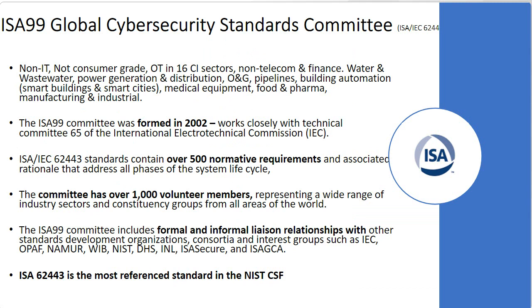So about the standards. The standards were developed in a standards committee. They're numbered and sequenced. So the 62443 standards started out as ISA 99 standards, but we made an arrangement with the IEC to align the formatting and the numbering scheme to the IEC format and numbering scheme to accelerate getting the standards to market. It focuses on non-consumer grade operational technology in 16 sectors, but not including telecom and finance. So examples are water and wastewater, power generation and distribution, oil and gas, and others.